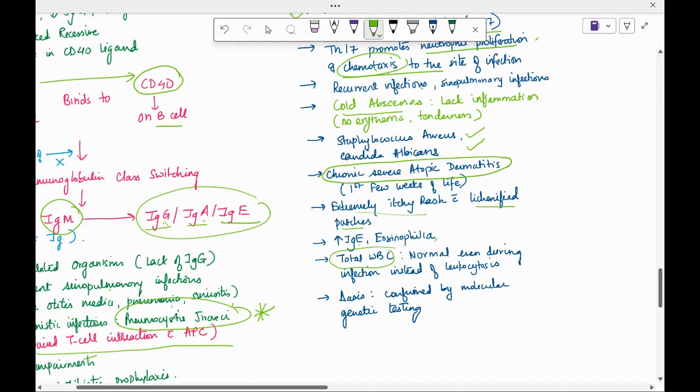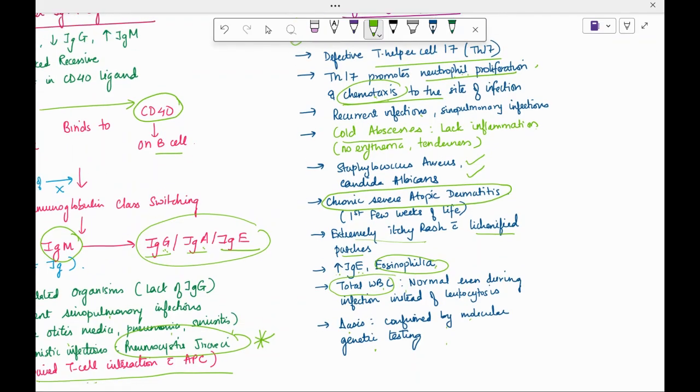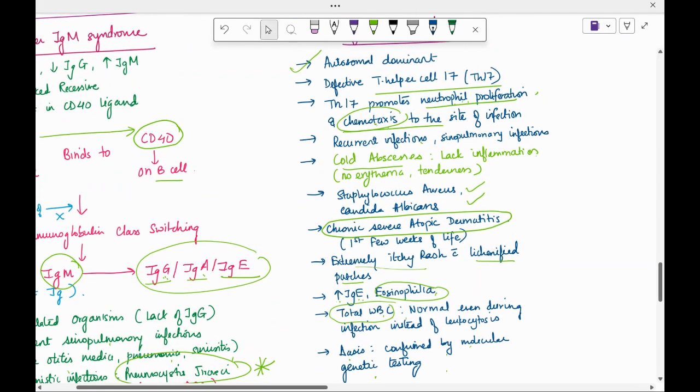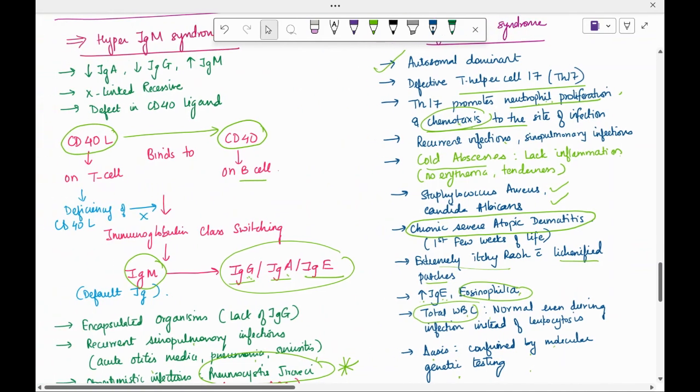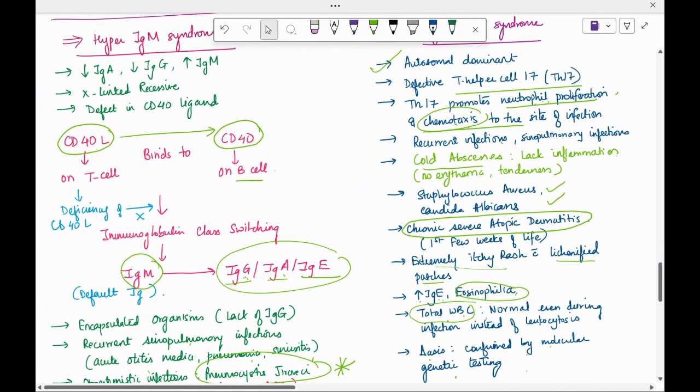So the total WBC will remain normal even during the time of infection, when it should increase. There should be a leukocytosis you are expecting during infections, but the WBC count is not rising because there is a problem with the neutrophil proliferation. Okay, so the WBC count is normal instead of leukocytosis. There is an increased IgE, there is eosinophilia, and the diagnosis is confirmed by molecular genetic testing, because you will see the defect in the T helper 17. It is autosomal dominant, whereas hyper IgM is X-linked recessive.